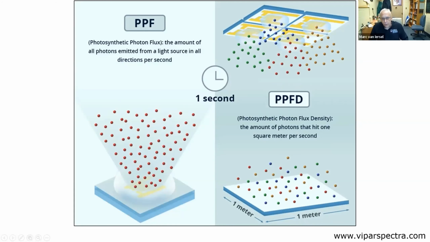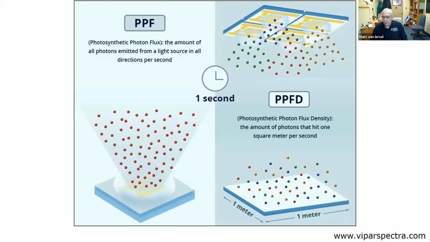So for quantifying the performance of light fixtures, the photosynthetic photon flux is more important, but for determining how lighting is going to impact your crop, the photosynthetic photon flux density is more important. Both of these terms have their use, but they are substantially different, and understanding that difference is important.